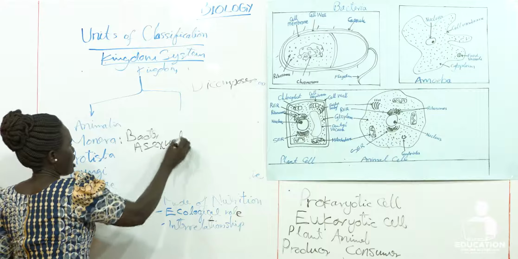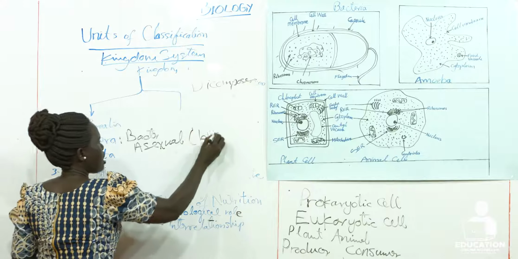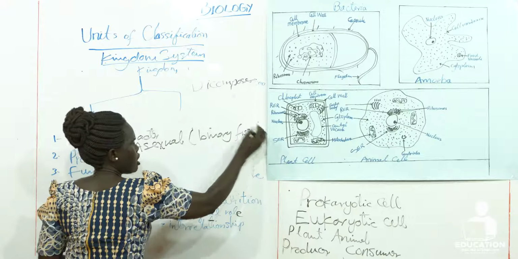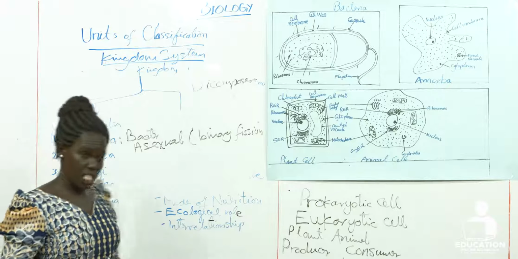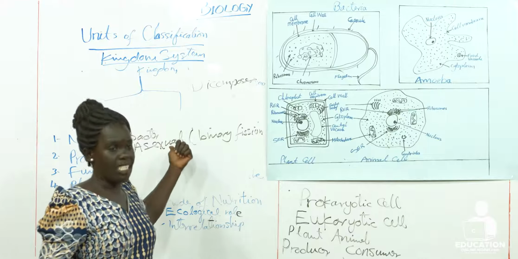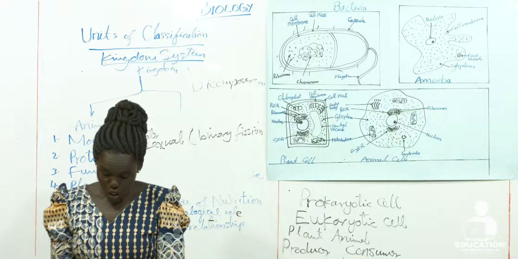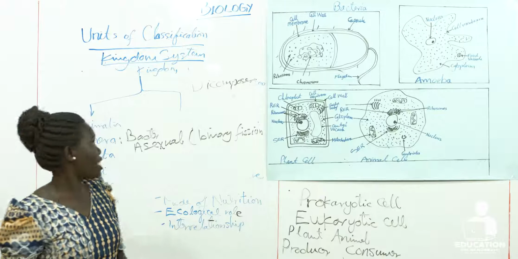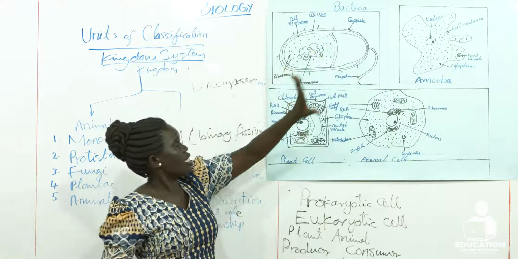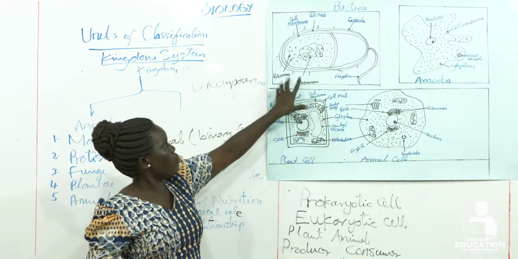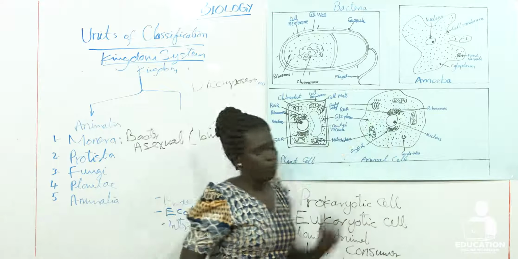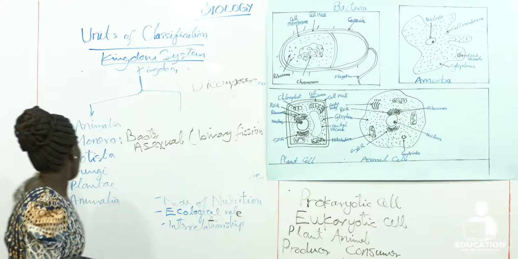Asexual. That means binary fission. Binary fission. This is the type of reproduction in bacteria. Also, bacteria has no distinct nucleus, as we have seen here. No nucleus here. It is just a cell with chromosome, ribosomes. But a clear nucleus like this one is not in the bacteria.